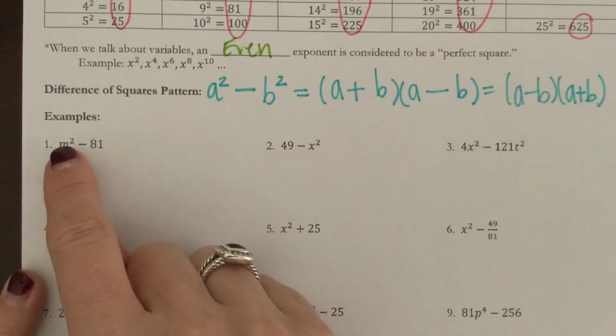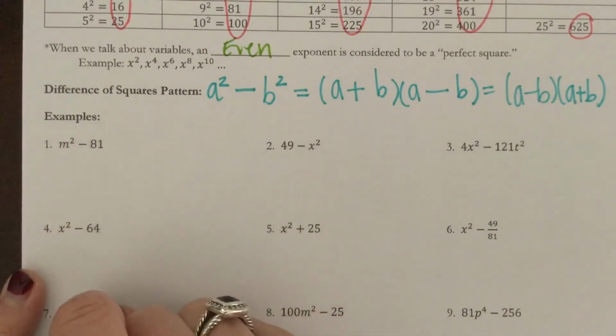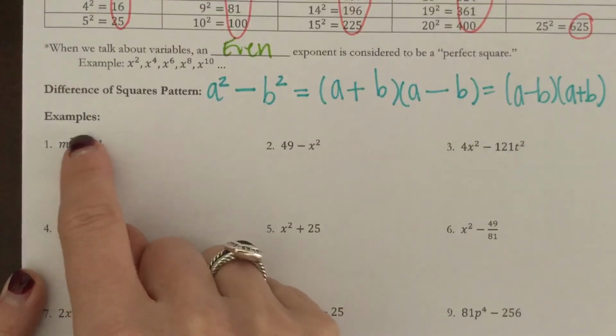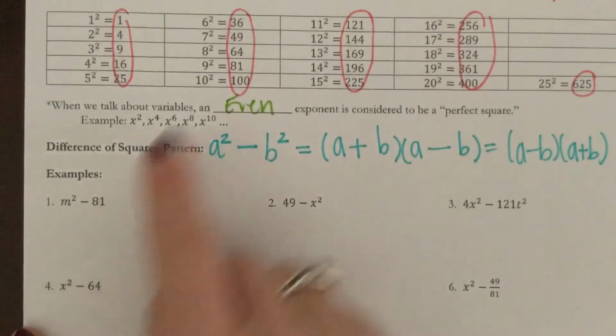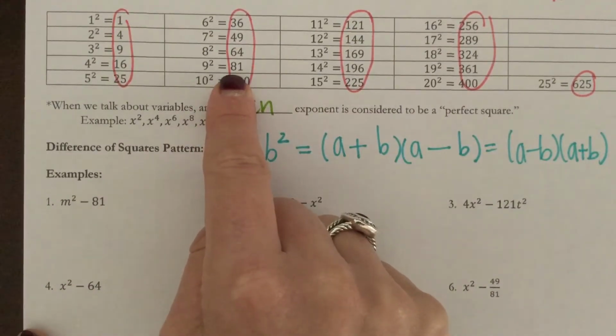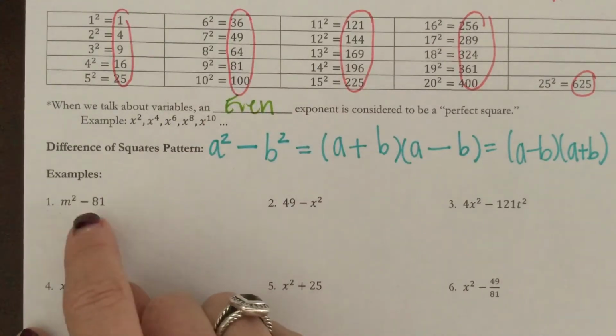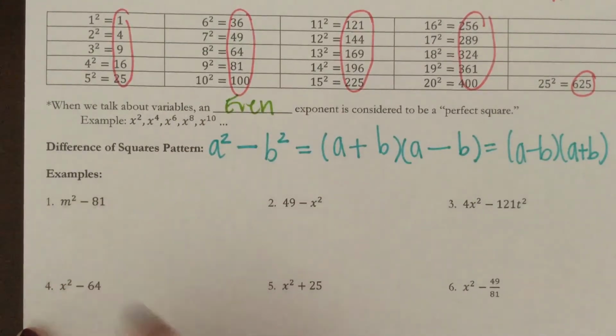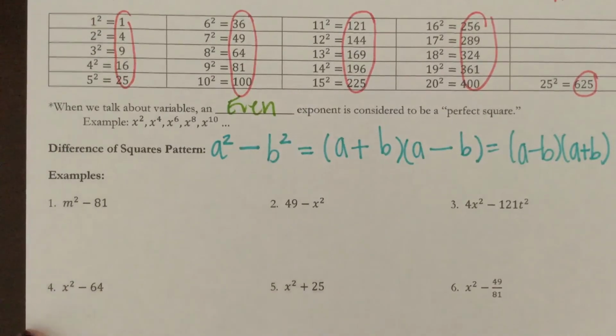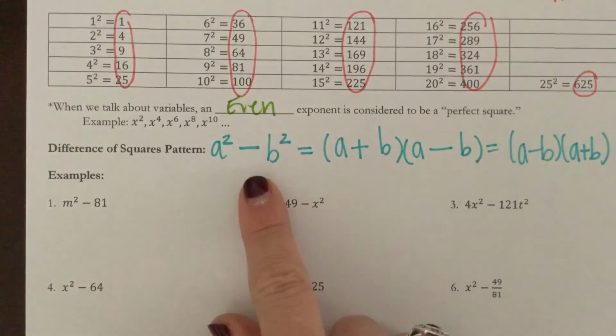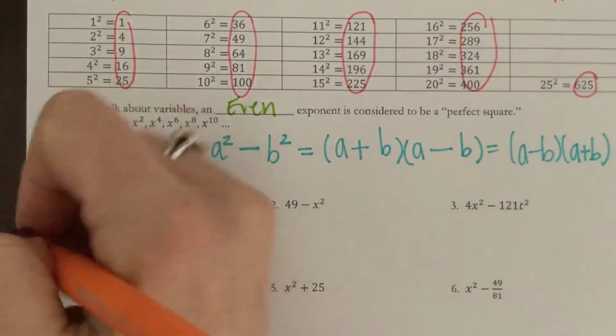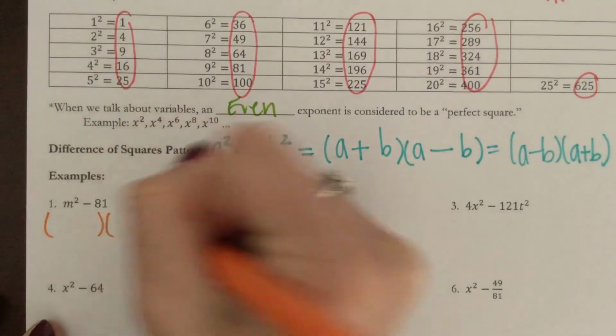Well, we said we had to have two terms. Those terms had to be squares. Well, m is being squared, and 81 can be found right here on my list, so it's a perfect square. And then we said that we had to have subtraction in the problem, which we do. So this is a prime example of a difference of squares. According to our rule, we will factor it into two parentheses, right? That's the multiplication piece.